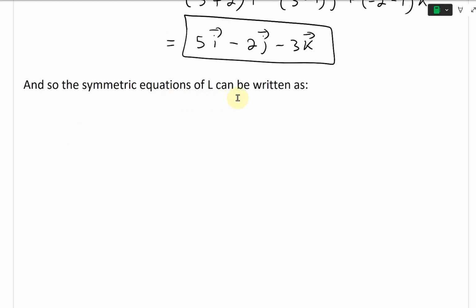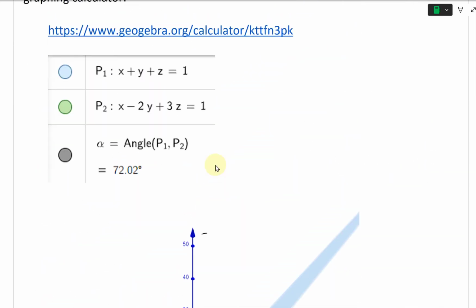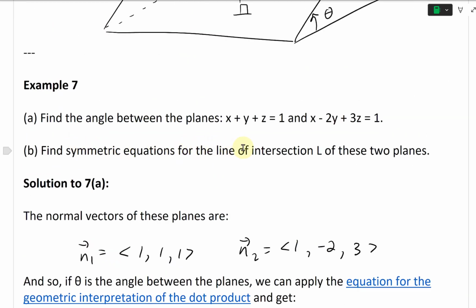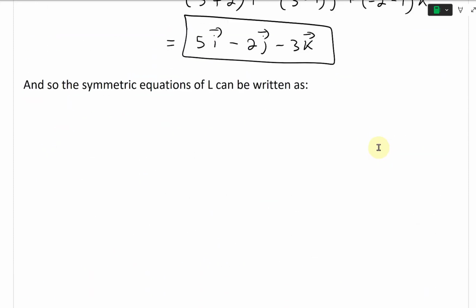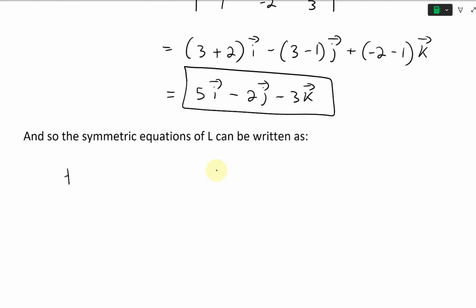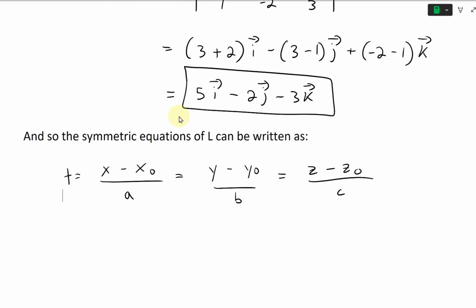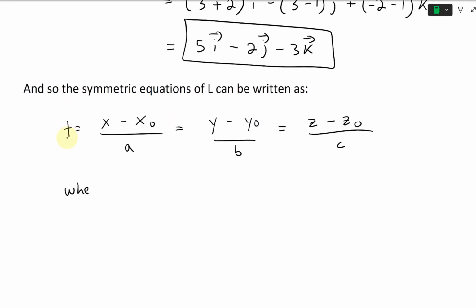Alright, and so the symmetric equations of L can be written as, and again we're asked for symmetric equations of the line as opposed to just the vector equation. So here, find symmetric equations for the line of intersection L of these two planes. And again, remember the symmetric equation is just when you have the parameter set that all equal to each other. So x minus x naught over A equals y minus y naught over B equals z minus z naught over C, where the A, B, C correspond to this vector V like that. So where A, B, C equals the V vector equals these components 5, negative 2, and negative 3.